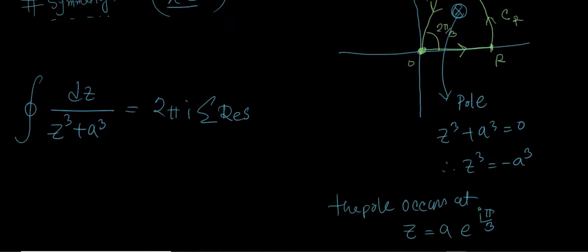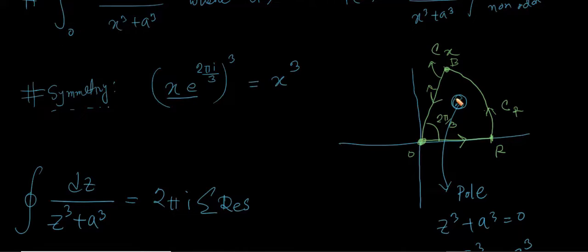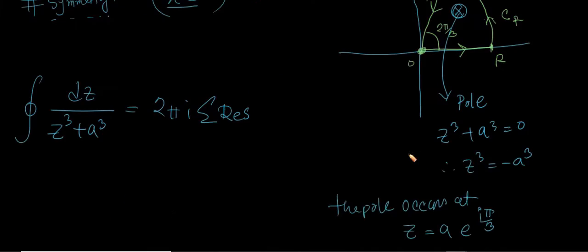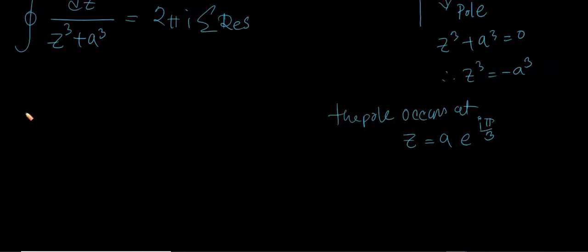This is just coming from this calculation of the cube root of minus a cube, and only one of the poles is inside this contour, or let's say inside this region bounded by the contours. So this is the point of interest. For this point we have to calculate the residue. So now we move forward to calculate the residue.